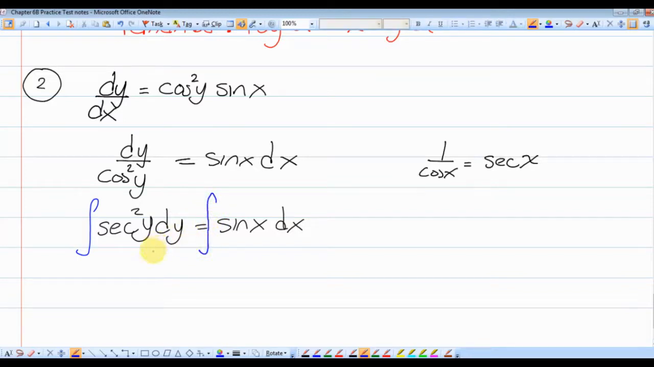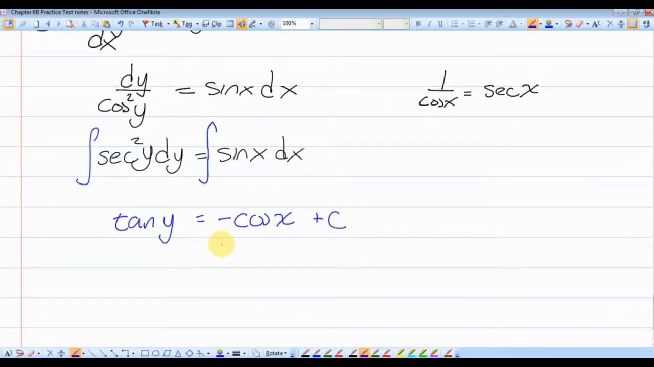All right, so the antiderivative of secant squared, I think you see it on the board behind me. It's tangent. So this is tangent y. We're going to put the c on the right side of the equal sign. Antiderivative of sine is negative cosine. And of course that constant.